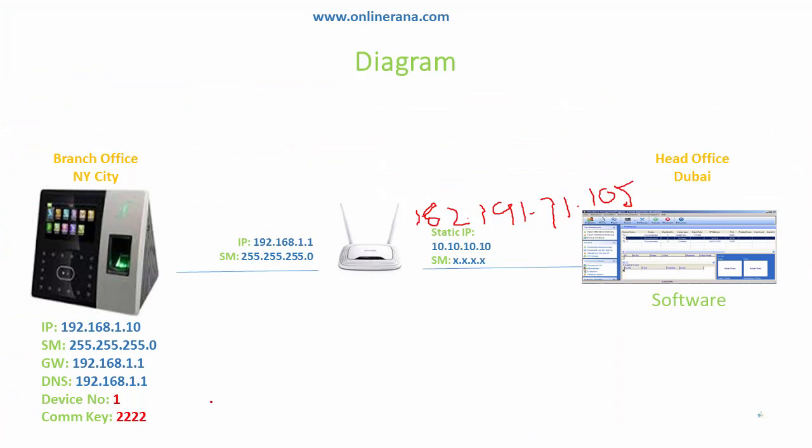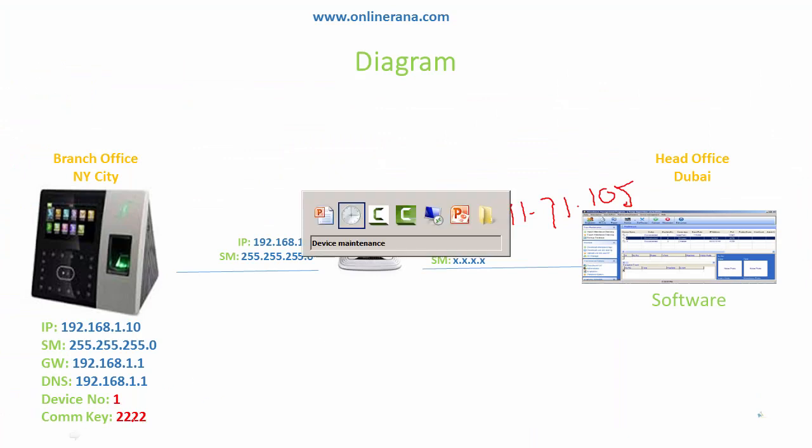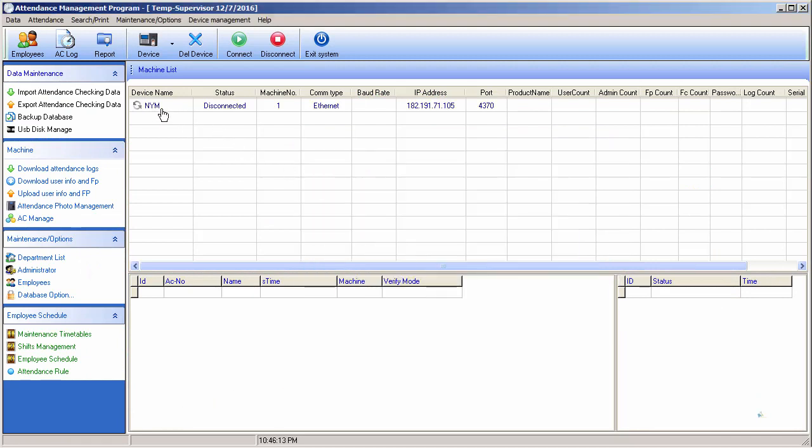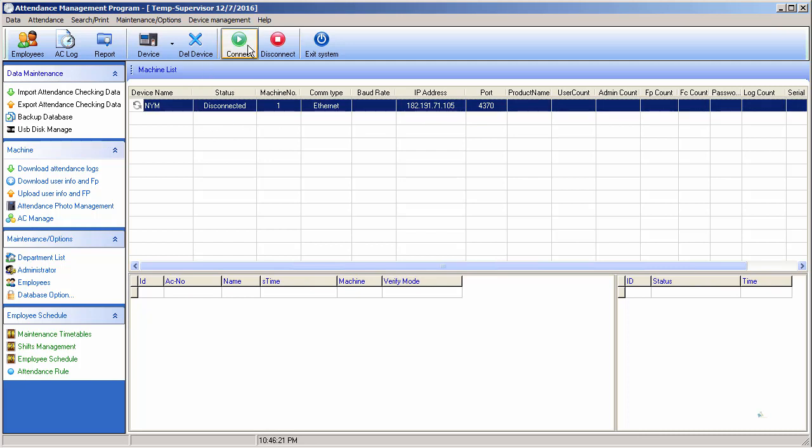Again, the device number is 1 and the communication key is 2222. Okay, come back to software. We have added our machine, the New York machine, newly added, and now we'll try to connect it. Connect that machine. It's connecting. Yes, succeeded in connection. Our New York machine is now connected.